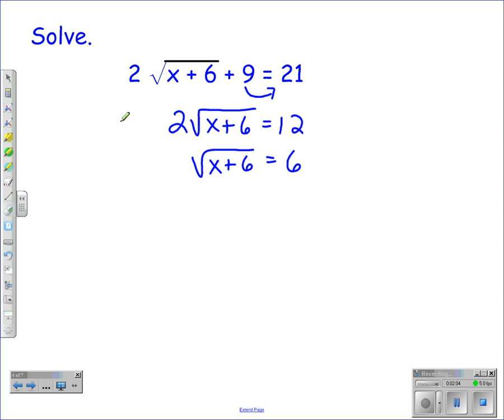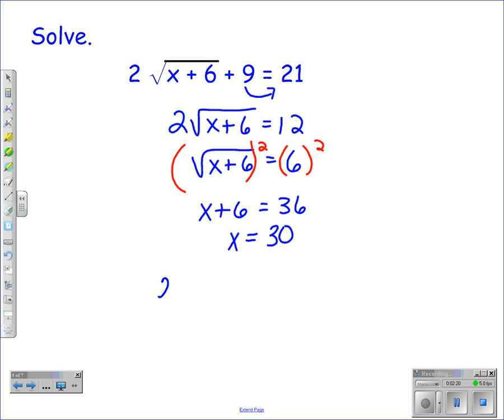Then we can square both sides because we've isolated the radical. That will give us x plus 6 equal to 36. And when we subtract 6 on both sides, we find out that x is equal to 30.